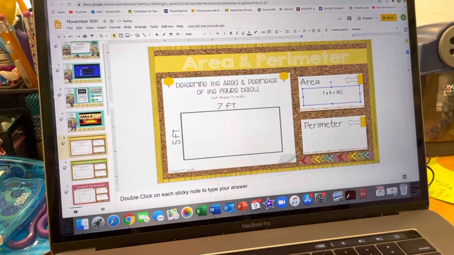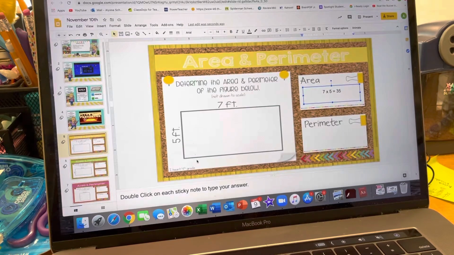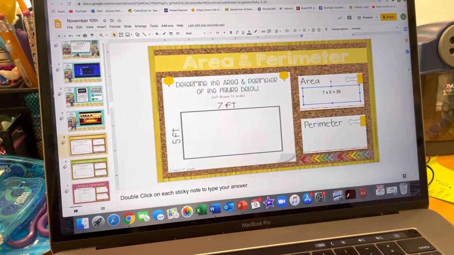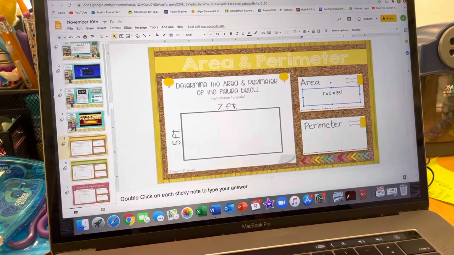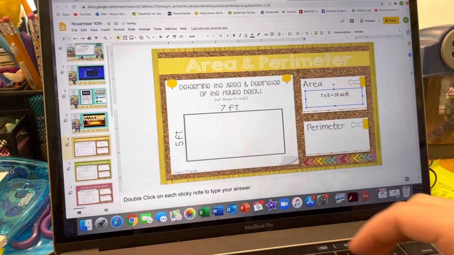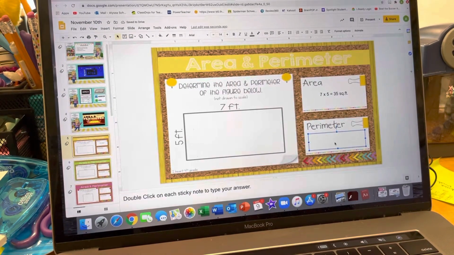Now, when you watched the other video, you learned that when we find the area, we're looking at how many squares really fit in this space. And these are square feet because feet are our unit here. So we're going to write SQ for square and then feet, square feet. And then we get to perimeter.